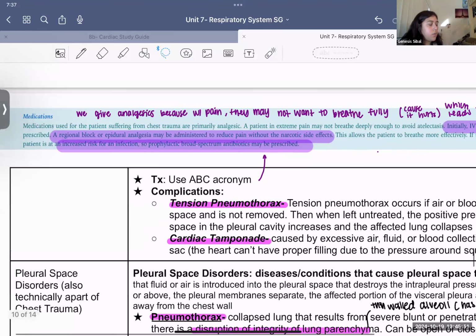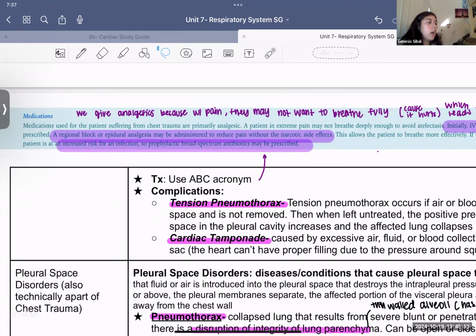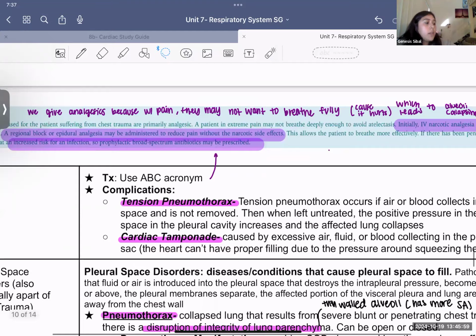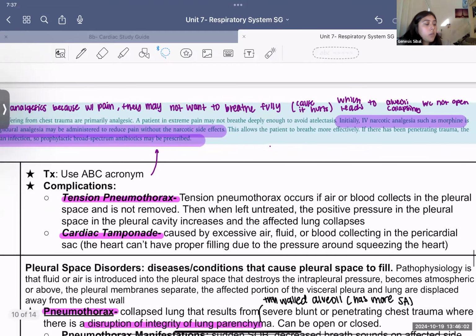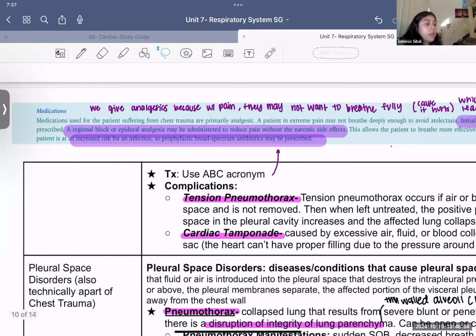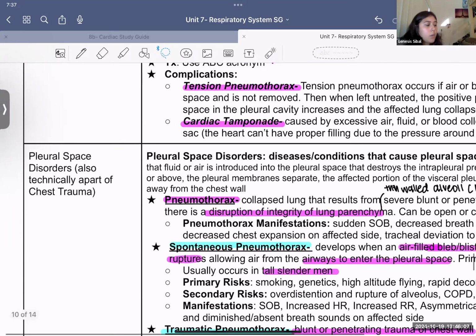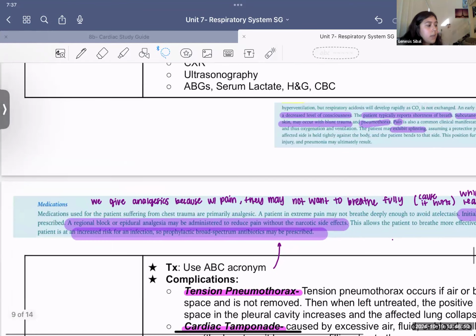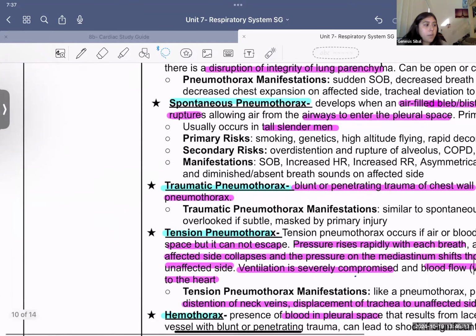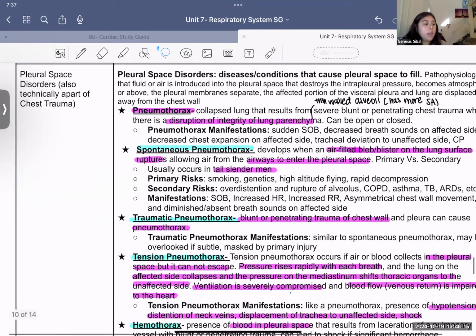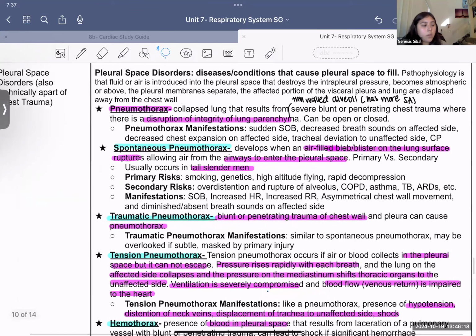So it says right here too, at the top of the medications for the pain meds, a regional block or epidural analgesia may be administered to reduce pain without the narcotic side effects. This allows the patient to breathe more effectively. If there is penetrating trauma, the patient is at an increased risk of an infection. We'll talk about that when we're talking about traumatic pneumothoraxes. And so you want to give them antibiotics for that as well, because if they're having something go in them, it's definitely not a good thing. And so we're talking about motor vehicle accidents with chest traumas, and probably the most associated, especially with traumatic pneumothoraxes, something's going in their actual chest wall. So we want to be able to prevent an infection.